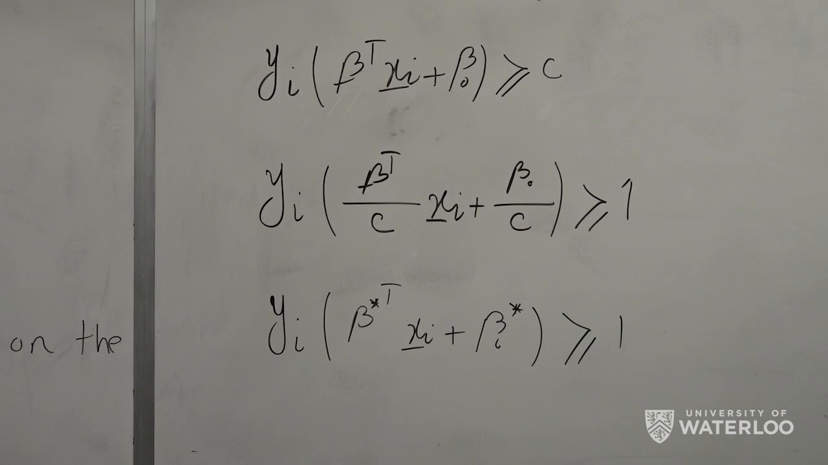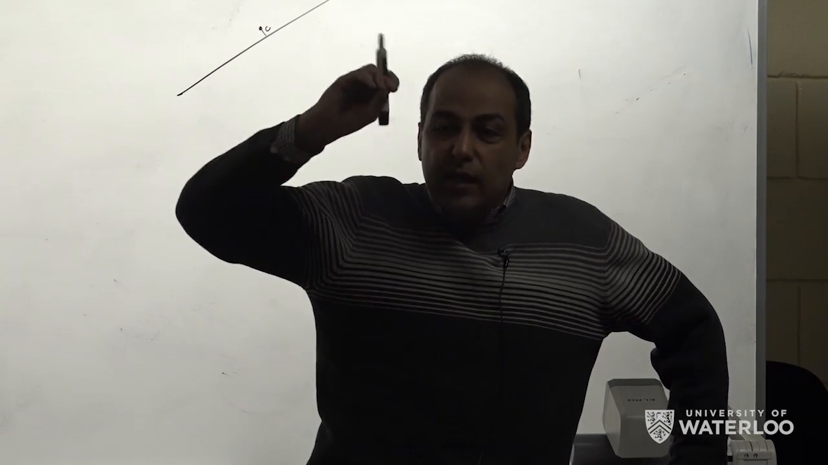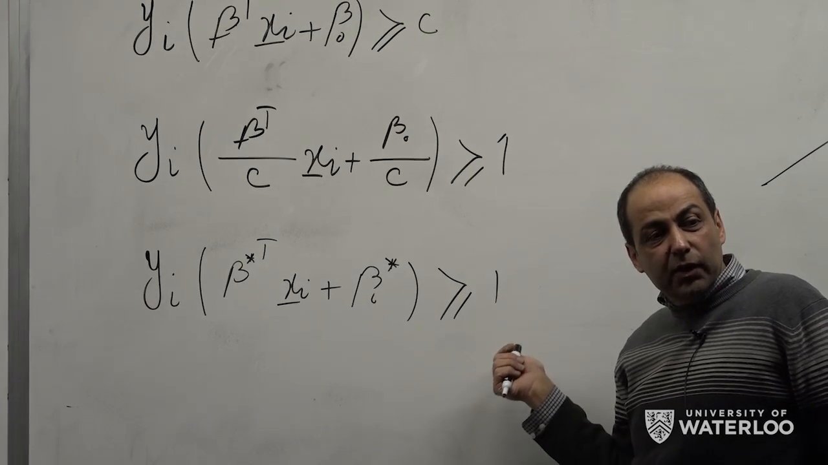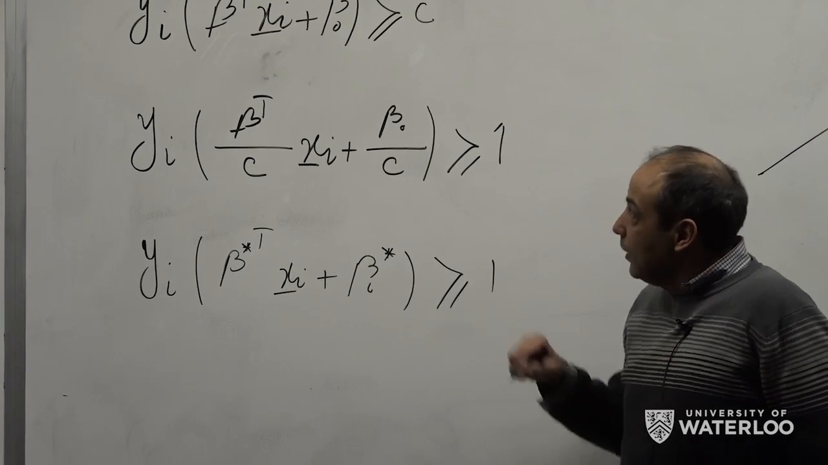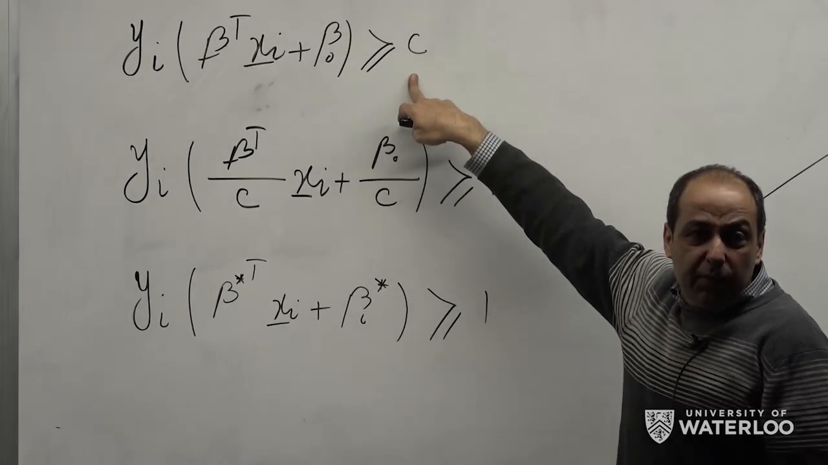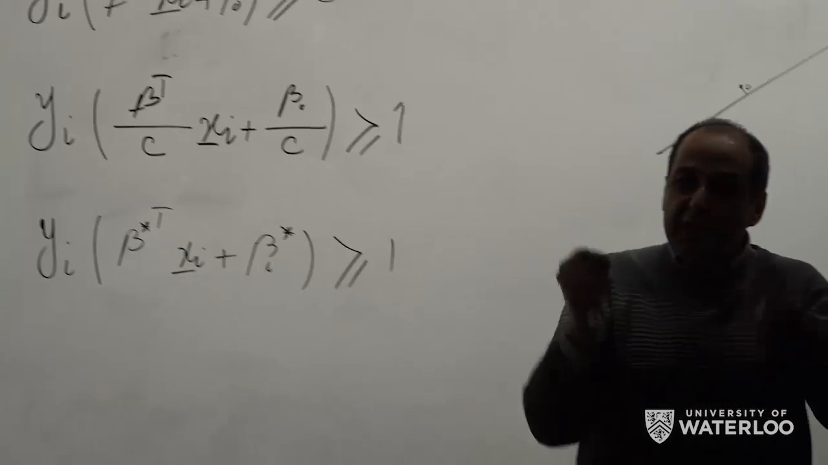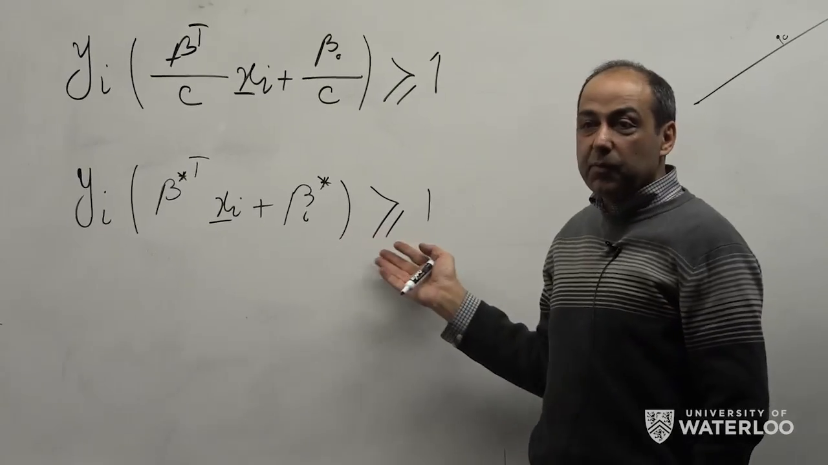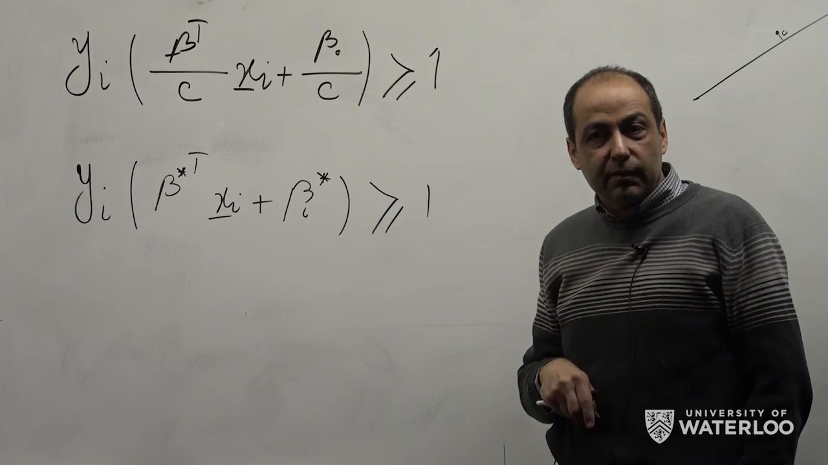So you know what it means? It means that for any hyperplane, I can rescale beta and beta null in a way that the distance of all points from the hyperplane is at least 1. So here I know that the distance of any point from the hyperplane is at least c. What I'm saying is that I can change beta in a way such that the distance of any point from the hyperplane is 1. Okay?